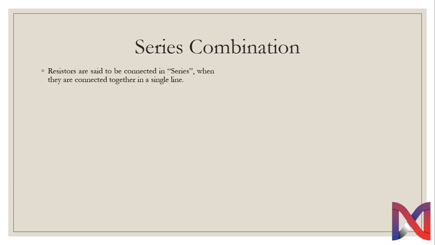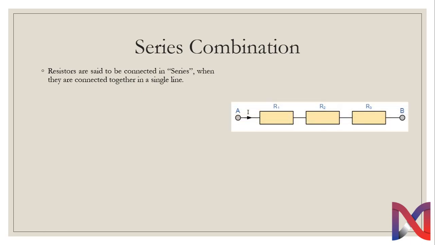Resistors are said to be connected in series when they are connected together in a single line. That is, connection next to each other. This is how a series combination of resistors looks like. You can see that between points A and B, three resistors are connected end to end, or in series.